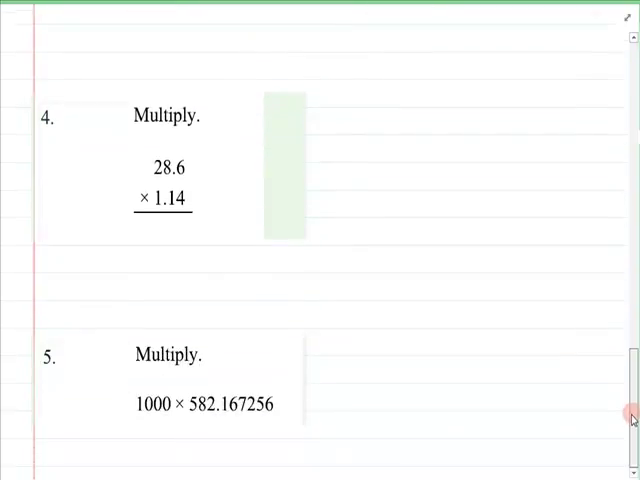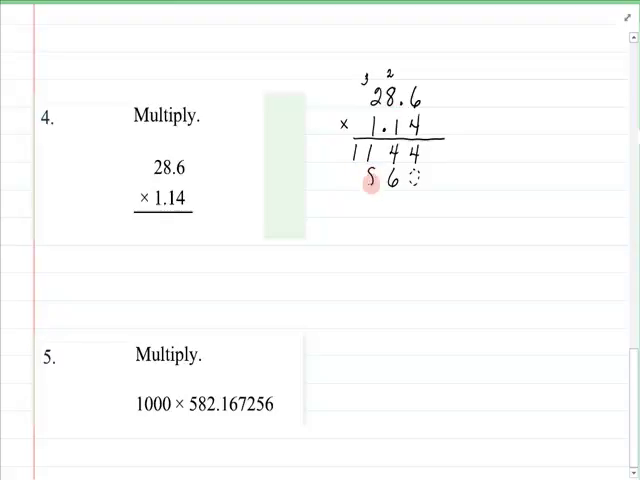All right, let's look at this next one. I have 28.6 times 1.14. I'm going to ignore the decimals. 4 times 6 is 24, carry the 2. 4 times 2 is 8, plus 2 is 10... 4 times 2 is 8, plus 3 is 11. 0 placeholder. 1 times 6 is 6. 1 times 8 is 8. 1 times 2 is 2.